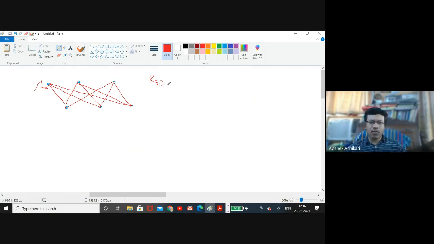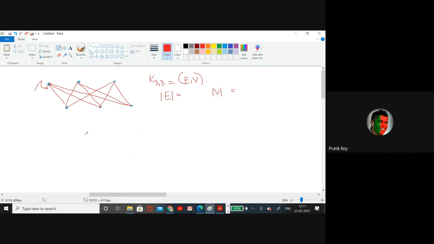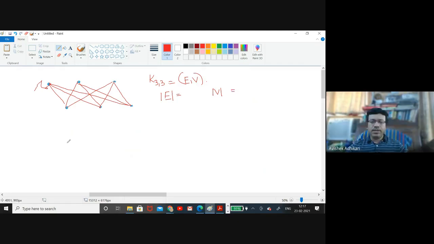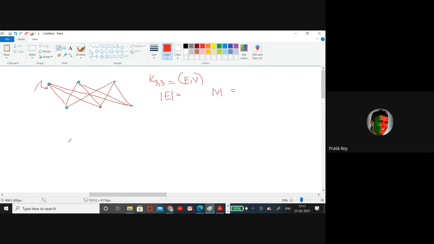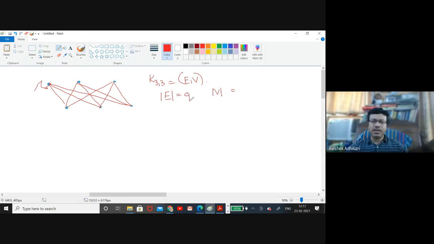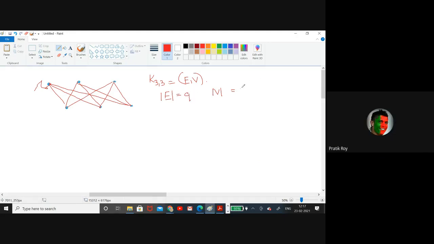Now quickly tell me how many edges are there. It has an edge set and a vertex set. So what would be the size of the edge set and what would be the size of the vertex set? Quickly. 27? 3 factorial? Not 27. 3, 3, 6, 9. So the number of edges is 9 and the number of vertices is 6.